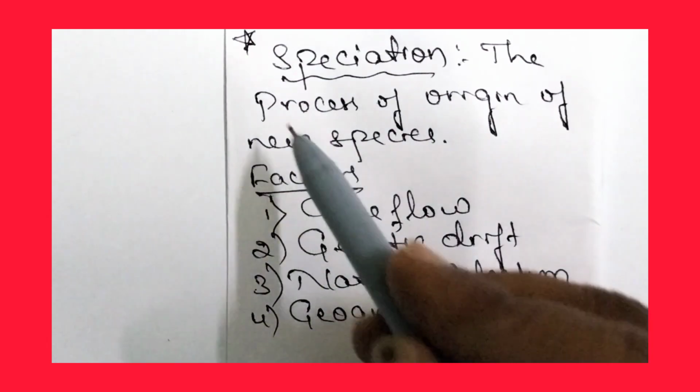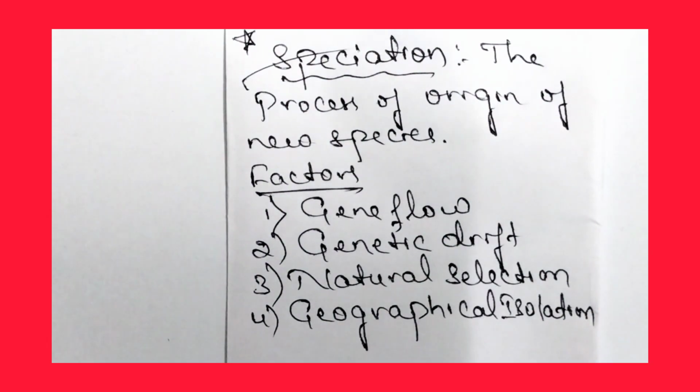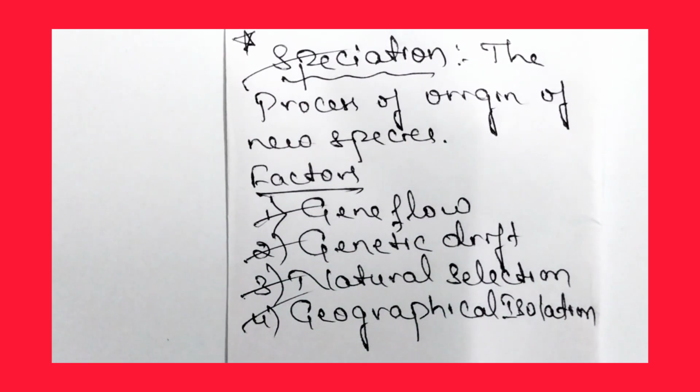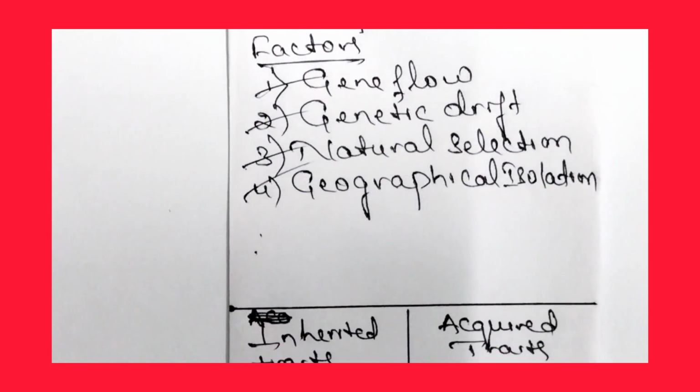What is speciation? The process of origin of new species. What are the factors responsible for speciation? Gene flow, genetic drift, natural selection and geographical isolation. This is very important for the examination. So you have to keep this in mind.